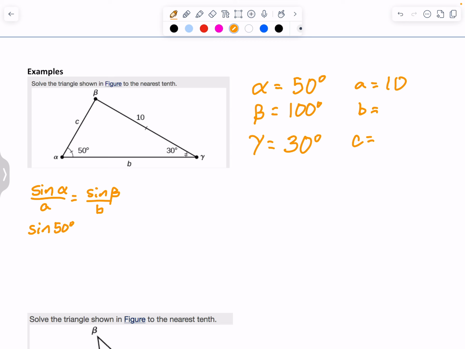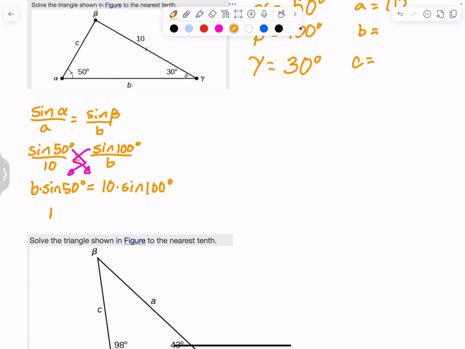Okay, so I'm going to plug everything in. Sine of 50 degrees over 10 equals sine of 100 degrees over B. So the reason it worked when I have that is, notice once I plugged everything in, the only variable is B. All right, so I am going to cross multiply both sides. I don't plug any of this in until I get to the last step. So I'm going to divide both sides by sine 50. So that's 10 times sine of 100 degrees over sine 50 degrees.